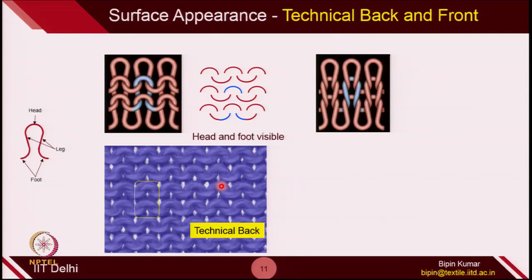Now, let us see the other side of the fabric. Other side means if you simply reverse this fabric, if you turn this fabric upside down, you would see a different feature of the loop. In this different feature, if you follow the blue one, the bottom loop, you can easily find out the blue loop is being formed towards the front side.